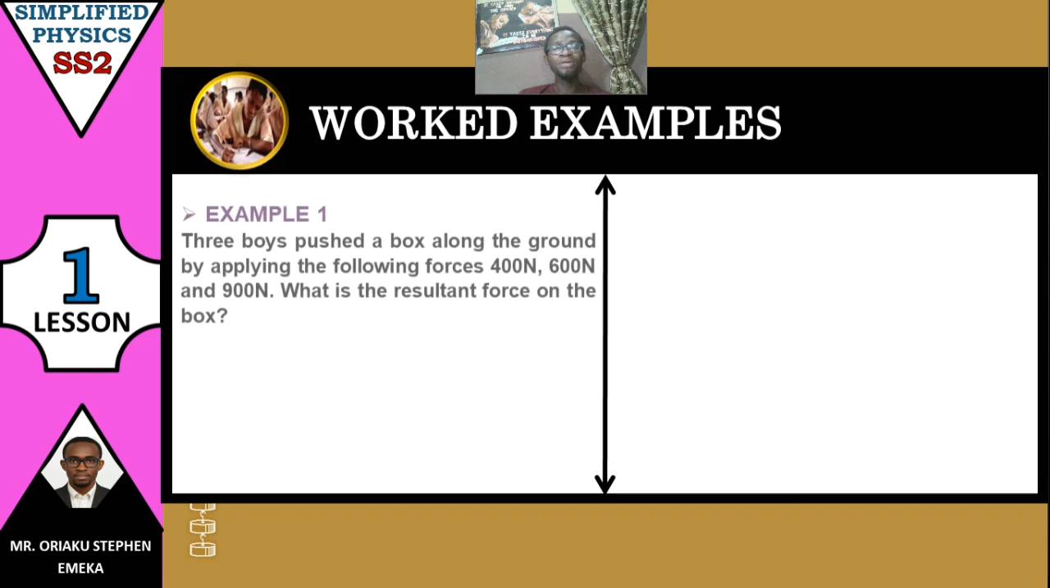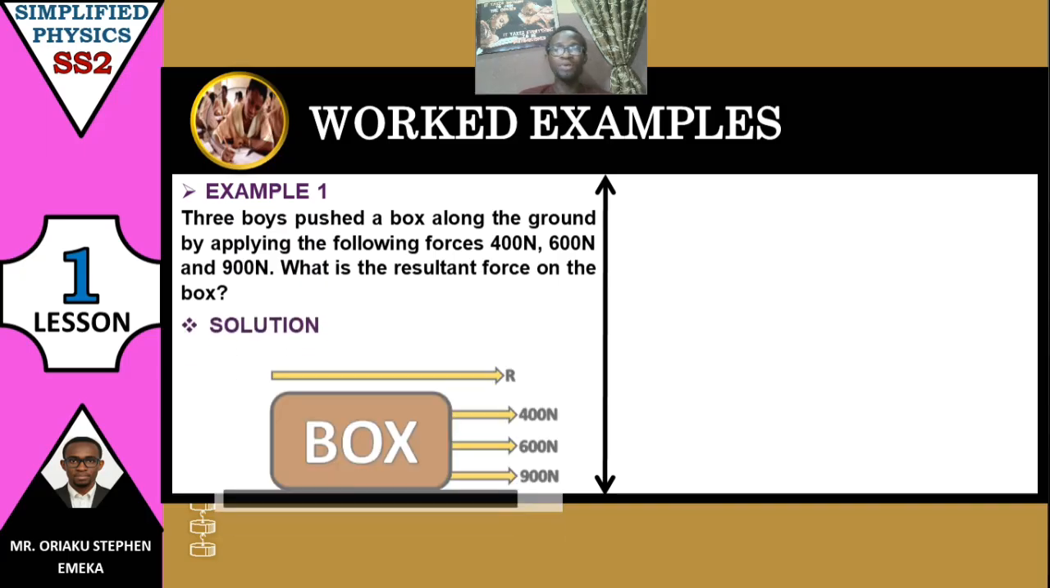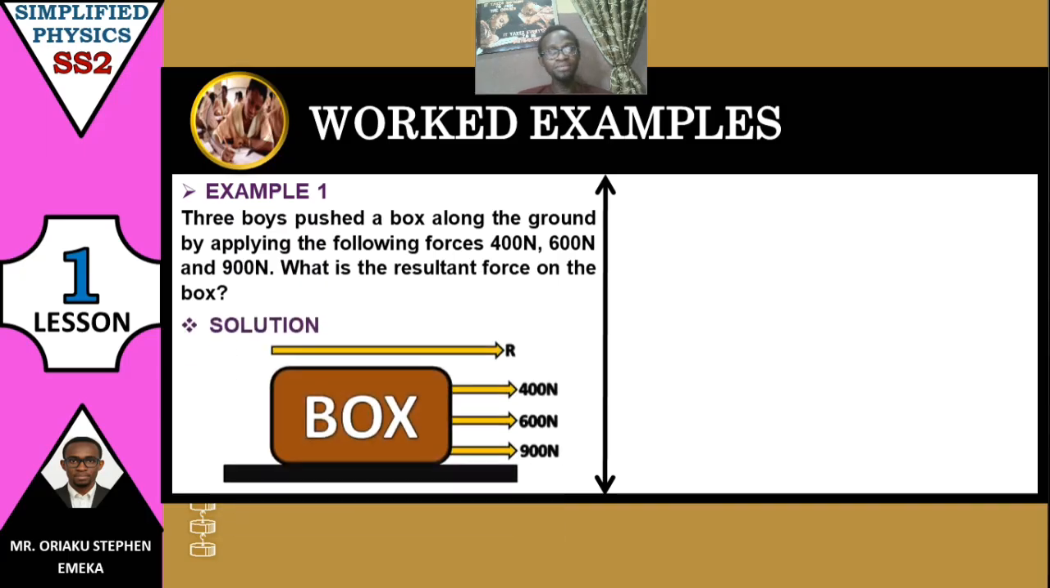Okay, now look at this example. Three boys are pushing a box along the ground. They apply the force 400, 600 and 900 Newton. What is the resultant force? Since the boys are pushing the box, it means that all these boys are doing the same work. They are trying to complement the effort of each other. So what is the resultant force?